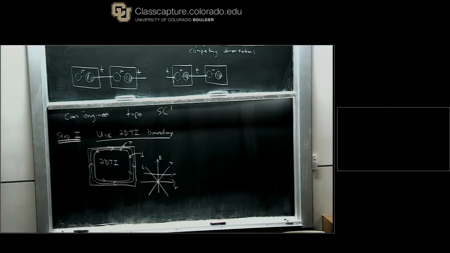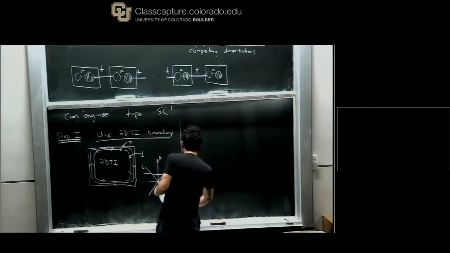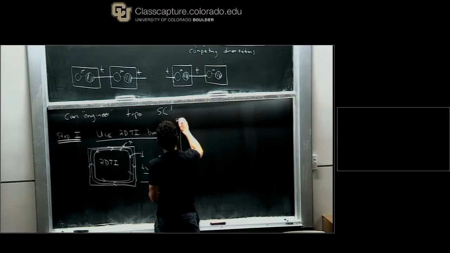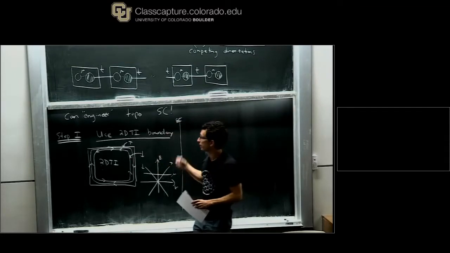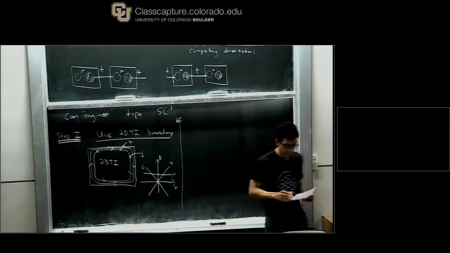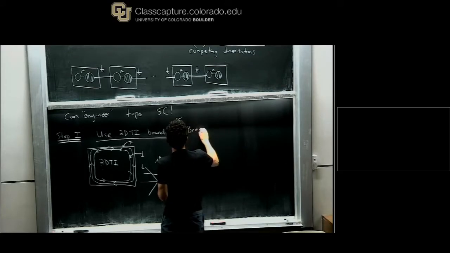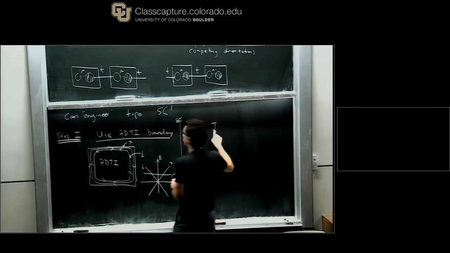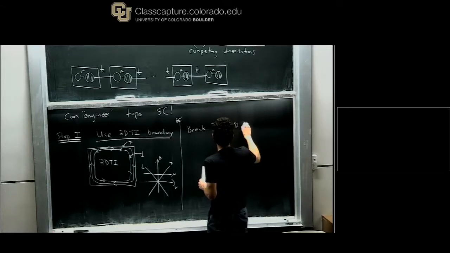We can either use a two-dimensional topological insulator boundary, or, by the way, this idea was due to Fu and Kane. I think they're really the first innovators of this idea of engineering topological superconductivity. The alternative is to break time reversal symmetry, which I'll just indicate by that script T, in 1D systems with spin-orbit coupling.